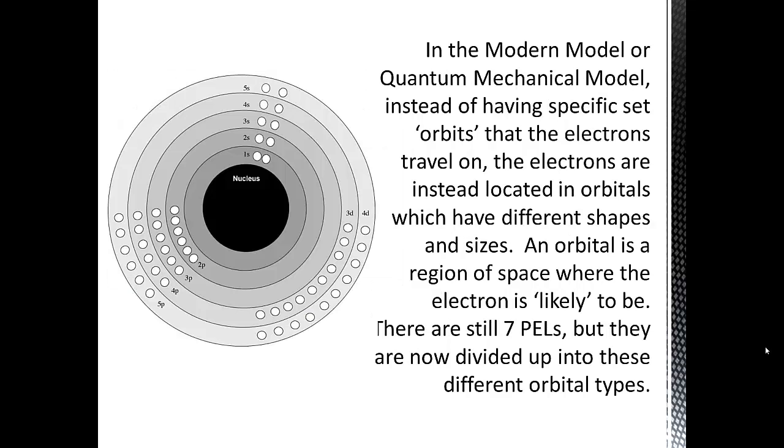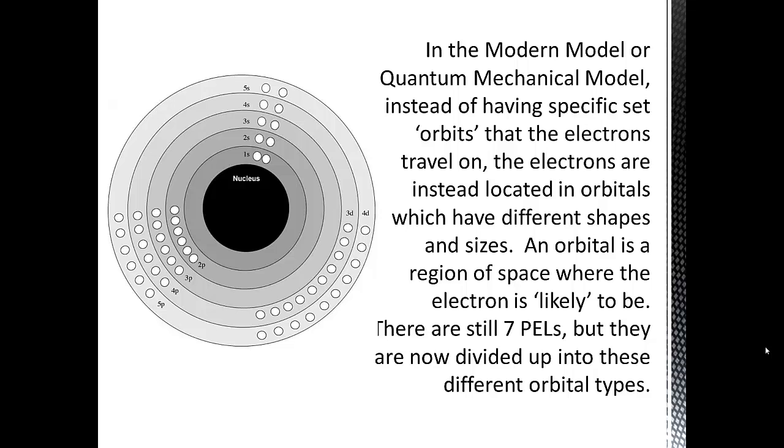In the modern model, or the quantum mechanical model, instead of having specific set orbits that the electrons travel on, the electrons are instead located in orbitals, which have different shapes and sizes. An orbital is a region of space where the electron is likely to be. There are still 7 principal energy levels, but they are now divided up into these different orbital types. This image shows 3 of the 4 orbital types. So there's an S, a P, a D, and then there's also an F.